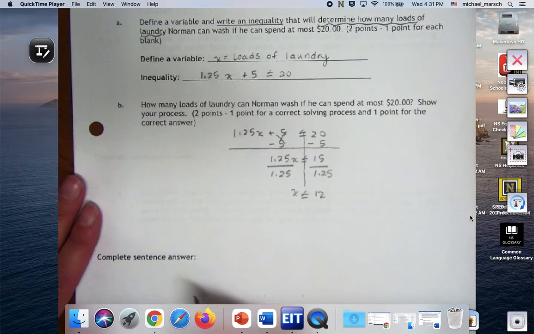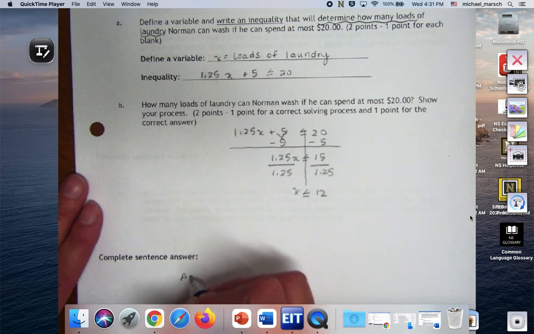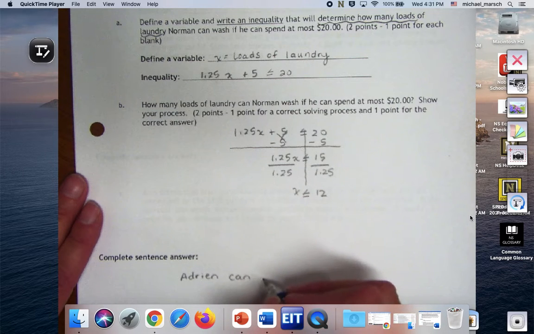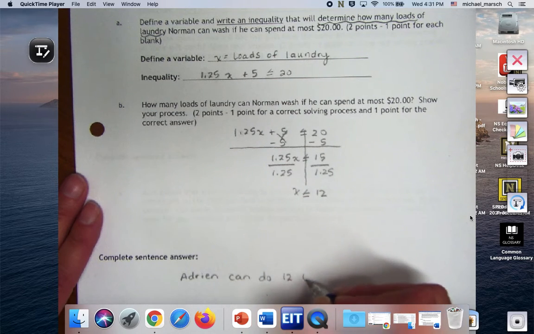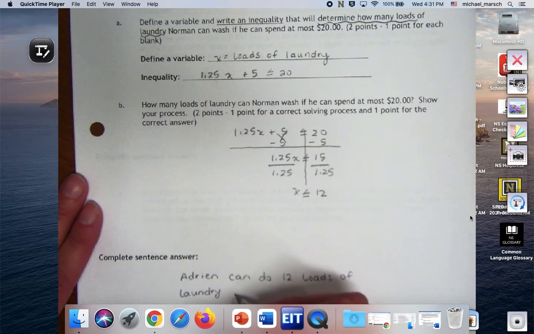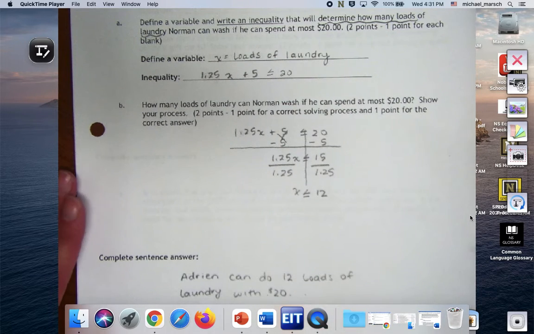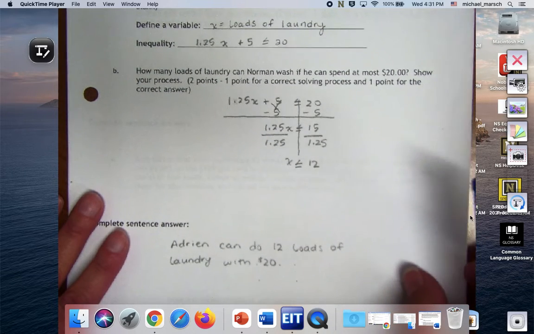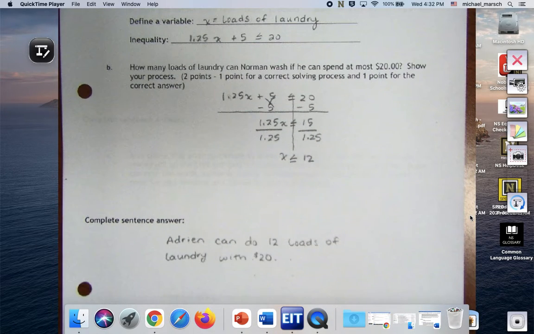So my complete sentence answer would be that Adrian can do 12 loads of laundry with $20. I mean, that's a lot of laundry, but he could if he wanted to, right? Okay, so that was question 1.